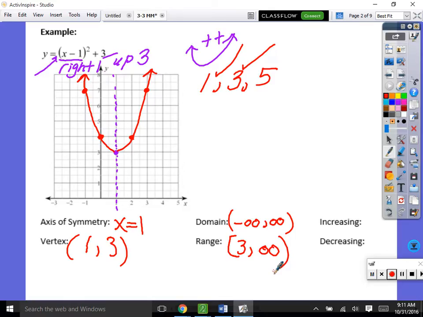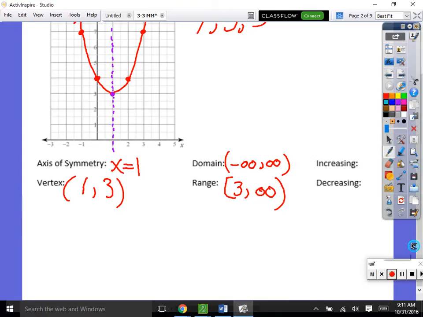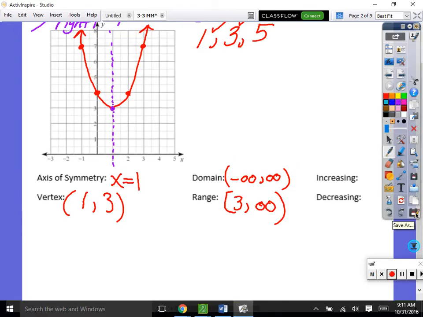Increasing intervals and decreasing. So notice we're decreasing first because we look at it like we read a book from left to right. So if we stood on this, we'd be going downhill until we hit that x value. So we are decreasing from negative infinity up to 1. And then we're increasing, we start walking uphill after 1. After the x value of 1, now we're walking uphill. So 1 to positive infinity. We're increasing.